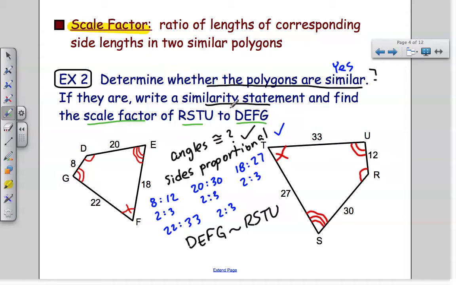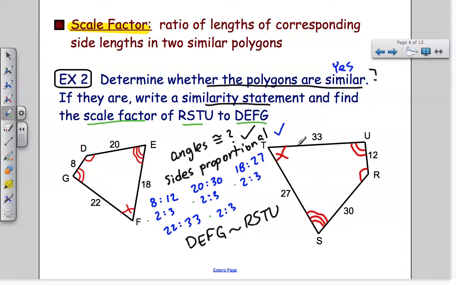Notice the way they wrote this. They want me to give the number for RSTU first, then DEFG. I believe I always took from DEFG first, and then I did RSTU. Now, I actually did scale factor 4 times. I got 2 to 3, but they want the order written the other way, right?